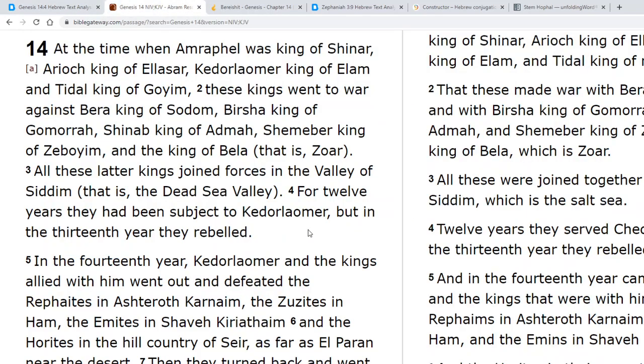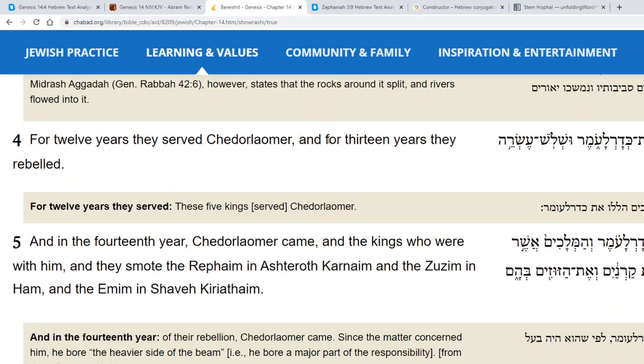Let's see what King James NIV says. "For 12 years they had been subject to Kedorlaomer, but in the 13th year they rebelled." They're also saying in the 13th year. Let's see. Maybe Chabad is no. "For 12 years they served Kedorlaomer, and for 13 years they rebelled."